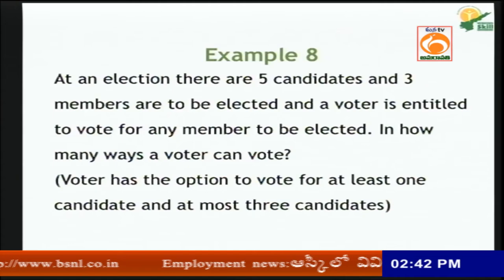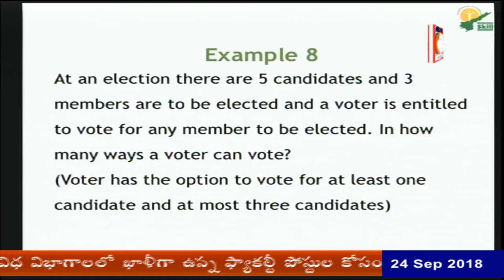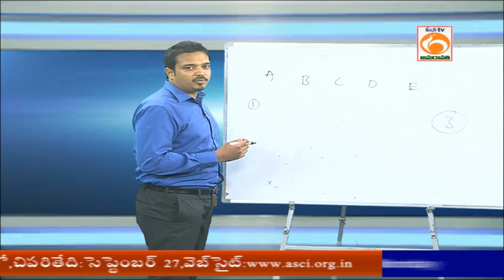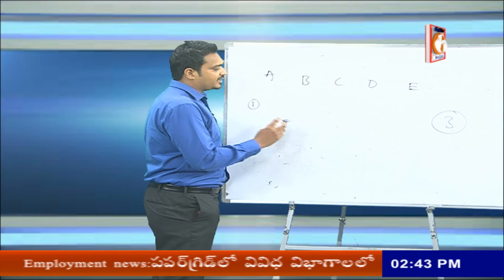So you have 3 different conditions here. If you consider these 3 different conditions, only then will you get the answer. Let's say for example, the first condition: if I take a voter going to a polling booth, there are 5 candidates, correct. Now if I'm going to vote, my options are: I can select up to three, not necessarily exactly three.